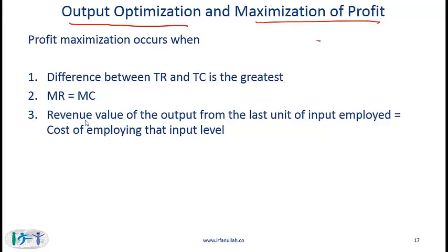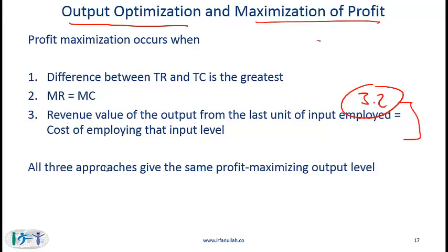And the third way of coming up with your profit maximizing output is to say that the revenue value of the output from the last unit of input employed is equal to the cost of employing that input level. This is going to be covered in the next section, section 3.2 of the curriculum. These are actually three different approaches of coming up with profit maximization, and all three approaches will give the same profit maximizing output level. In other words, these three are equivalent.